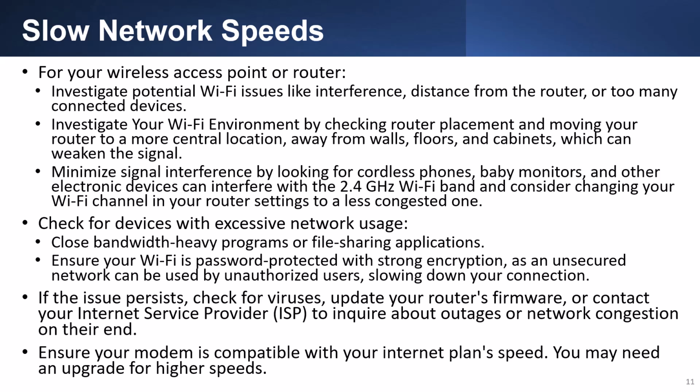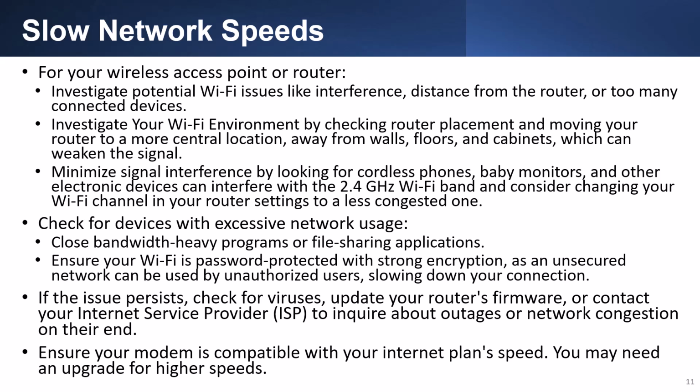For your wireless access point or router, investigate potential Wi-Fi issues like interference, distance from the router, or too many connected devices. Investigate your Wi-Fi environment by checking router placement and moving your router to a more central location away from walls, floors, and cabinets, which can weaken the signal. Minimize signal interference by looking for cordless phones, baby monitors, and other electronic devices that can interfere with the 2.4 GHz Wi-Fi band, and consider changing your Wi-Fi channel in your router settings to a less congested one.